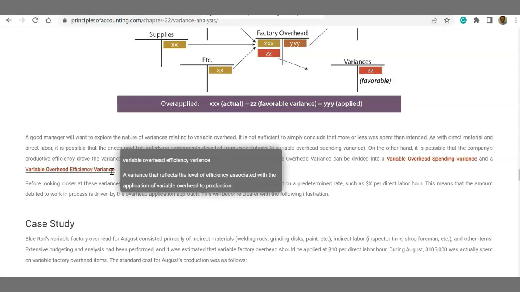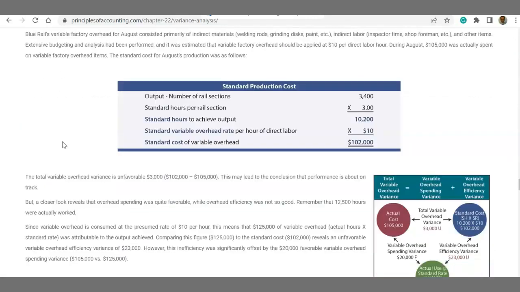Variable overhead efficiency variance is a variance that reflects the level of efficiency associated with the application of variable overhead to the production. So sometimes you are efficient in regards to managing overhead costs. Sometimes you end up having a little bit more overhead than you're supposed to have. So this is a case study again.